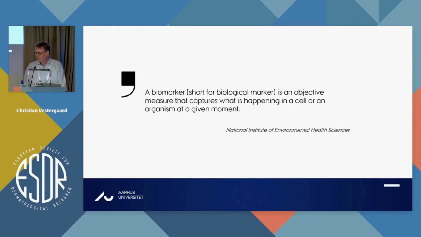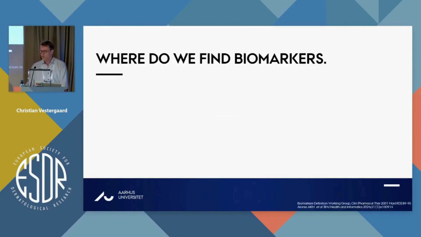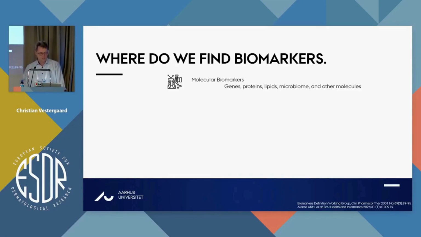Now, this really opens up for a huge bunch of things that we can measure, right? It's just an objective measure, but it is an objective measure. And so where can we find these biomarkers? Well, we've talked a lot about this until now, and these are really the classical biomarkers that we find: genes, proteins, lipids. We can measure the microbiome, what goes up, what comes down, and there's a lot of other molecules that we can measure from serum, from skin, and so on.